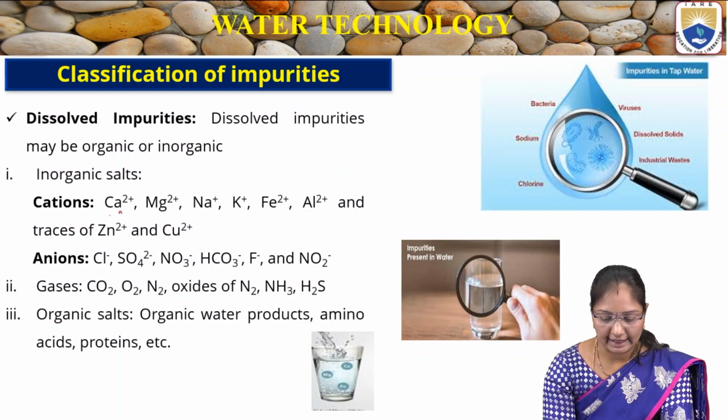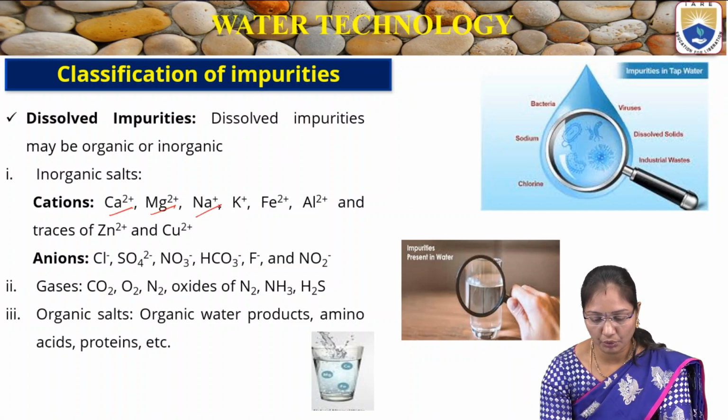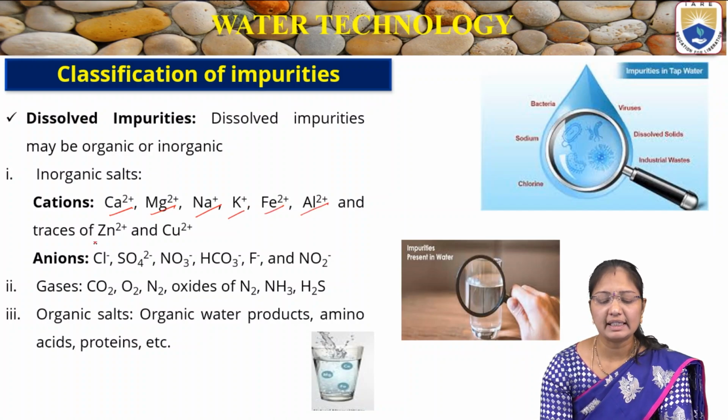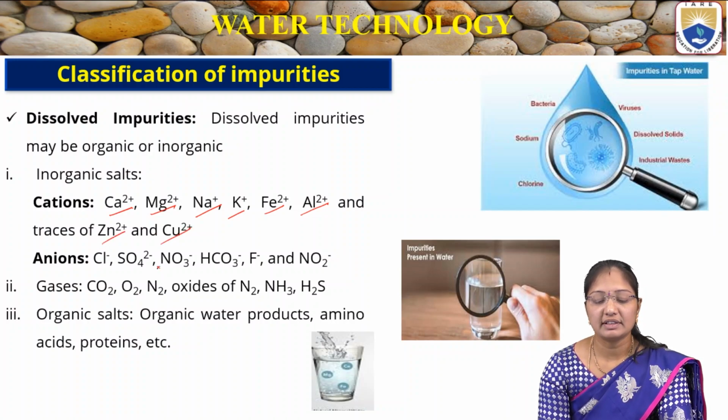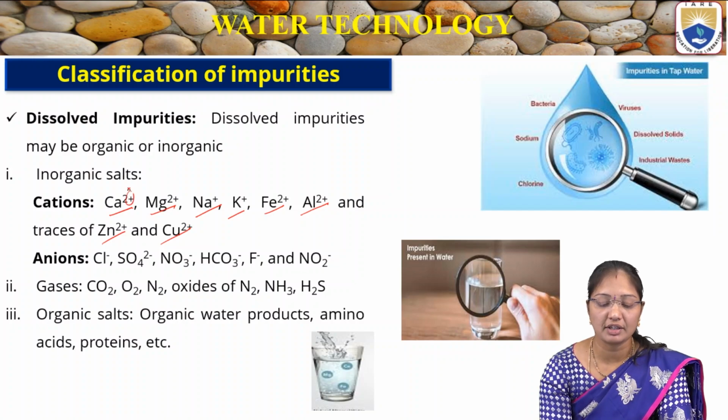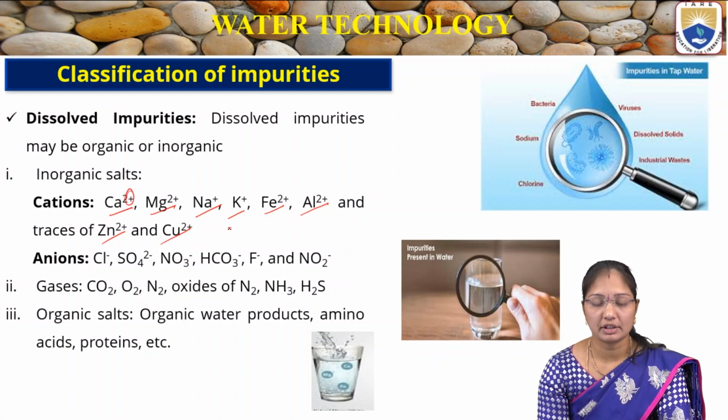So the cations like calcium, magnesium, sodium, potassium, iron and aluminium, and little traces, like minor amounts of zinc and copper. These are the inorganic salts. These are the main sources of impurities. These are the cations having plus charge, and they cause impurities in the water.